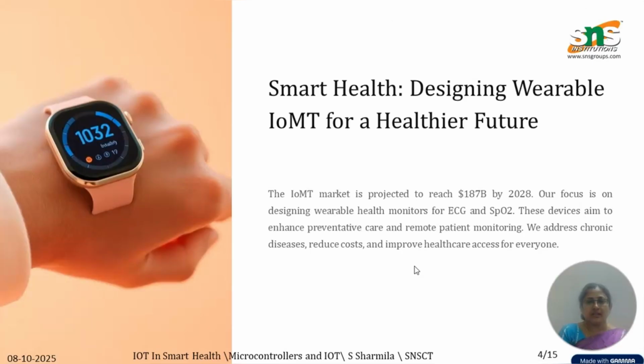And we know that smart health means designing wearable IoMT for a healthier future. The IoT market is projected to reach $187 billion by 2028. The focus is on wearable health monitors for ECG and SpO2. These devices give enhanced preventive care and remote patient monitoring, so we address chronic disease, reduce cost and improve healthcare access for everyone.